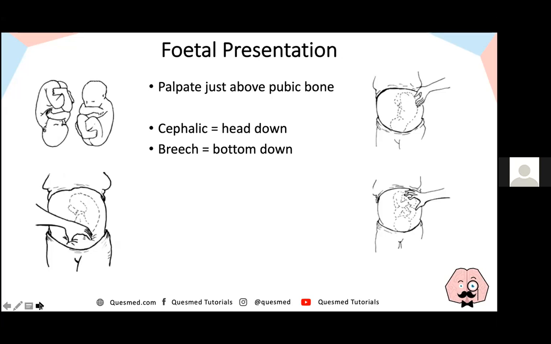If you can feel something round and hard, that is likely to be a head, and we call that a cephalic presentation. And that is the normal presentation. That is a cephalic head down presentation. The baby's going to come out head first. If you can feel a more squishy thing at the pelvic brim, that is more likely to be a bum, and we call this a breech presentation.